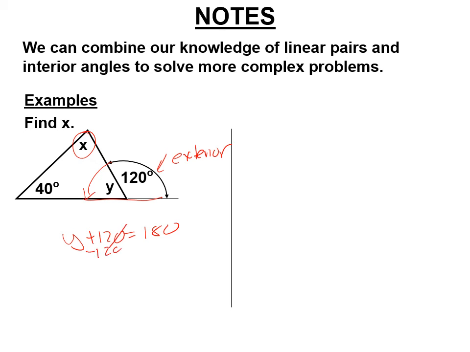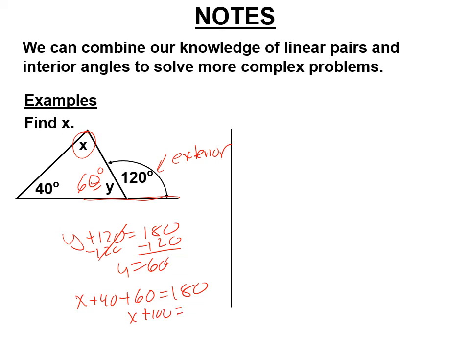You could do this one in your head, but y, therefore, is 60, because we know those two are making a linear pair. We also know that the three angles inside have to add up to 180, do they not? So x plus 40 plus y that we just figured out, 60, has to add up to 180. So x plus 100 equals 180. Subtract 100 from both sides. And x equals 80 degrees.